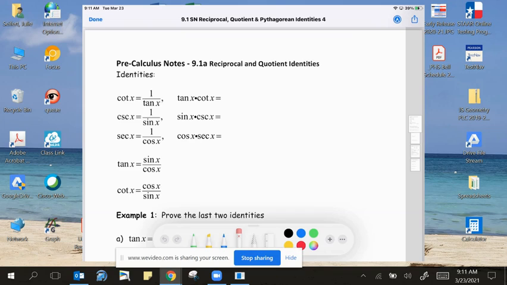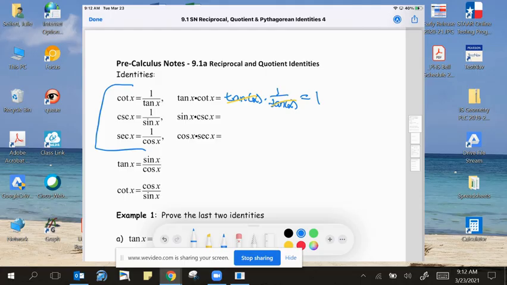So a little review. First, the reciprocal trig functions. Cotangent is the reciprocal of tangent. So cotangent is 1 over tangent. So then when those are multiplied together, tangent times cotangent, that's the equivalent of tangent x times 1 over tangent x. Well, those tangent x's will divide each other out, leaving us with just 1. So when we multiply reciprocals together, the result is 1.